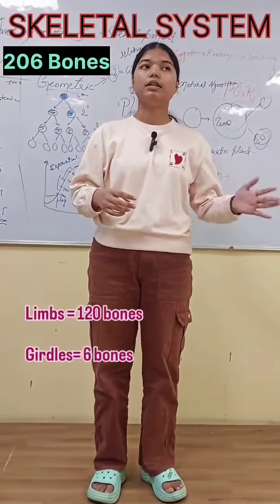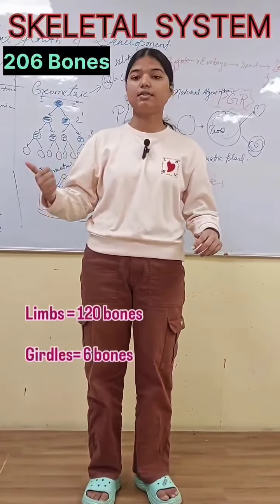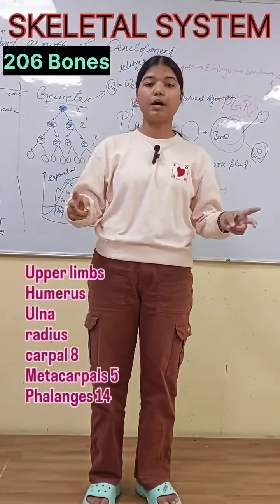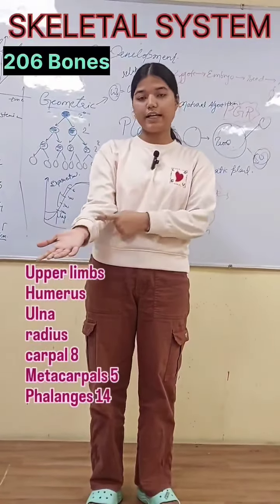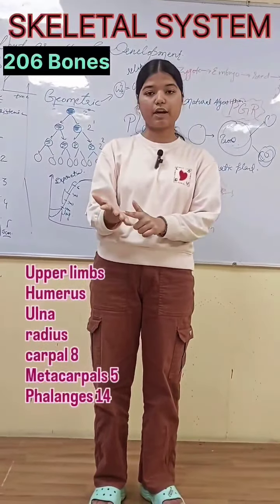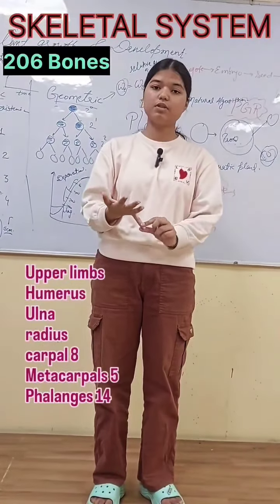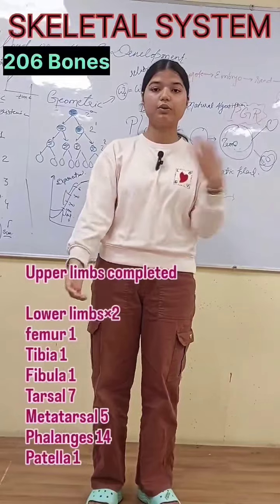The appendicular system has 2 parts, limbs which have 120 bones and girdles 6 bones. Limbs have 2 parts, upper limbs and lower limbs. In the upper limbs we have humerus, ulna, radius, carpals 8 bones, metacarpals 5 bones and phalanges 14 digit bones, and multiplied by 2 we have a total of 60 bones.